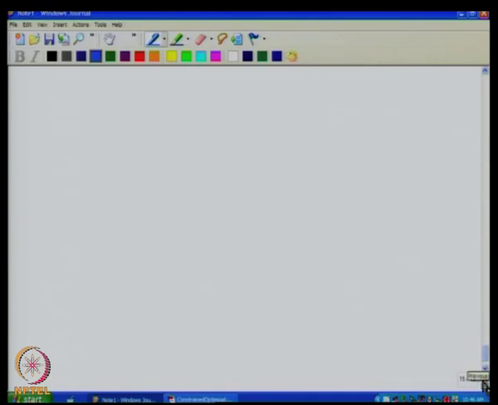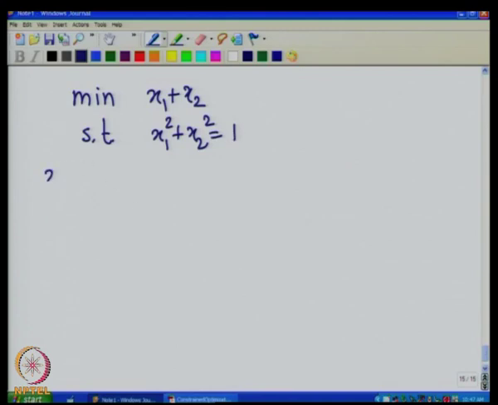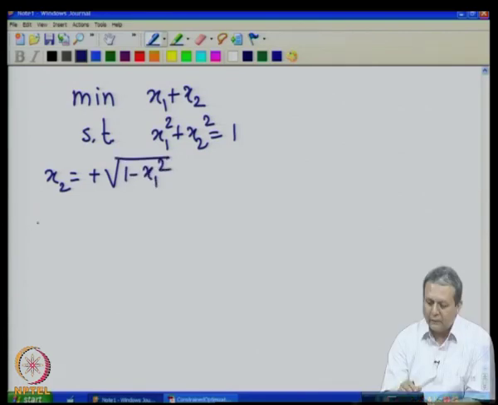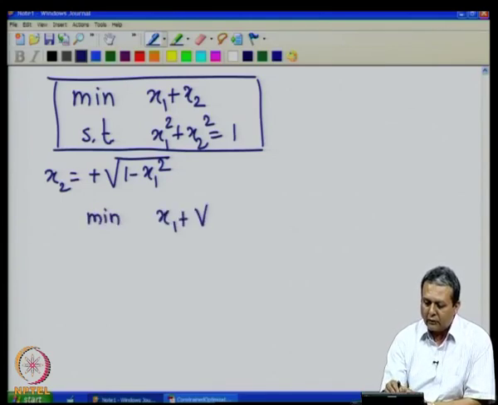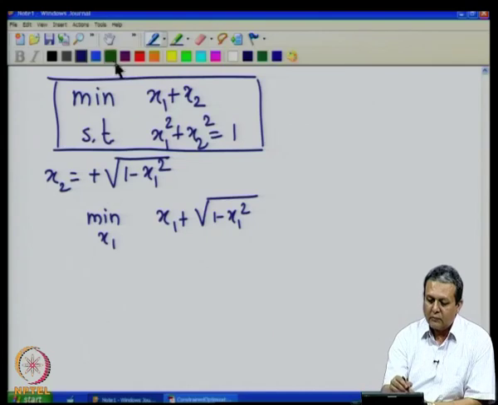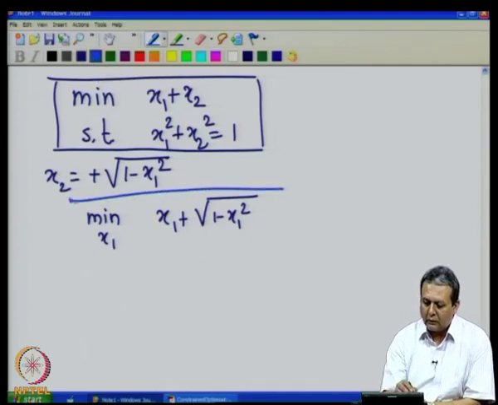Now, the same problem, minimize x1 plus x2 subject to x1 square plus x2 square equal to 1. Now, we use x2 to be plus square root of 1 minus x1 square, and therefore, the given problem, which was the constrained problem, we write as an unconstrained problem as minimize x1 plus square root of 1 minus x1 square with respect to x1. So, this becomes our unconstrained optimization problem.